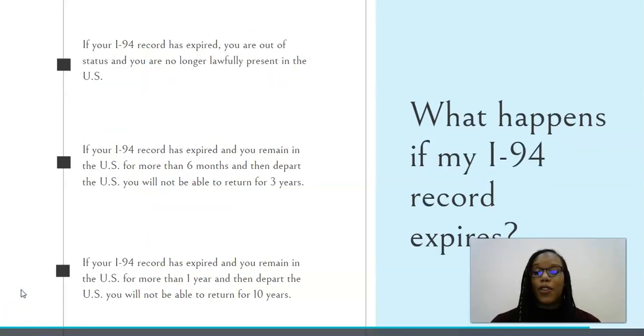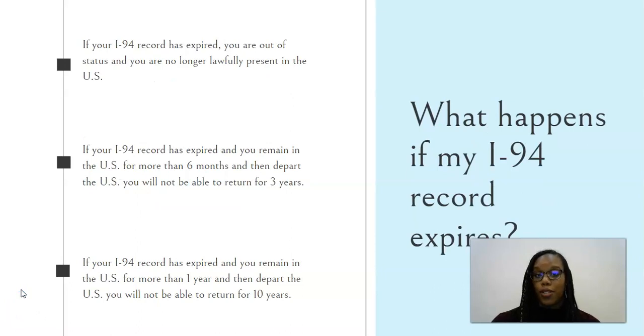So what happens if your I-94 record expires? If your I-94 record has expired, that means that you are no longer in status, you are out of status, and you are no longer lawfully present in the United States. It is very important to maintain when your status date is over and to make sure that you are no longer in the United States when that happens.